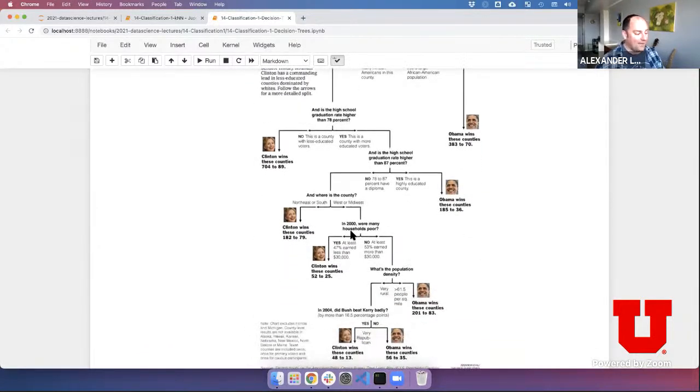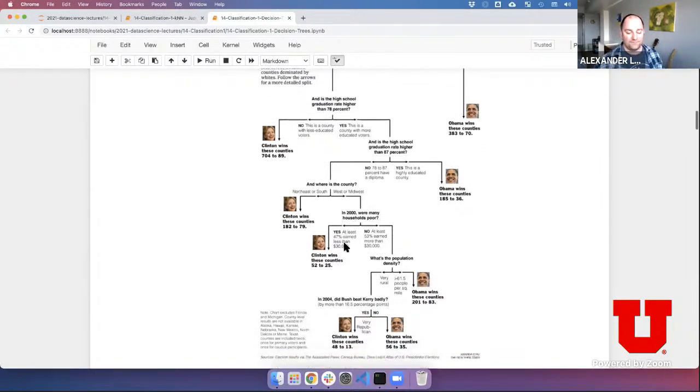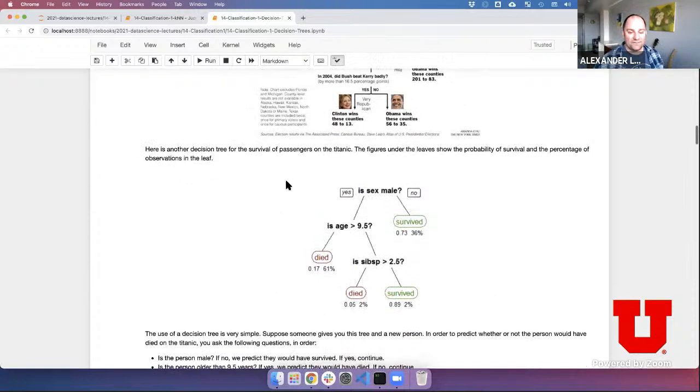And so applying a decision tree is very, very easy and very, very intuitive. Here would be a decision tree based on the survival of passengers on the Titanic. For example, if you ask is sex male, and the answer is no, then we predict that the passenger has survived. And this is actually correct with 73% accuracy.